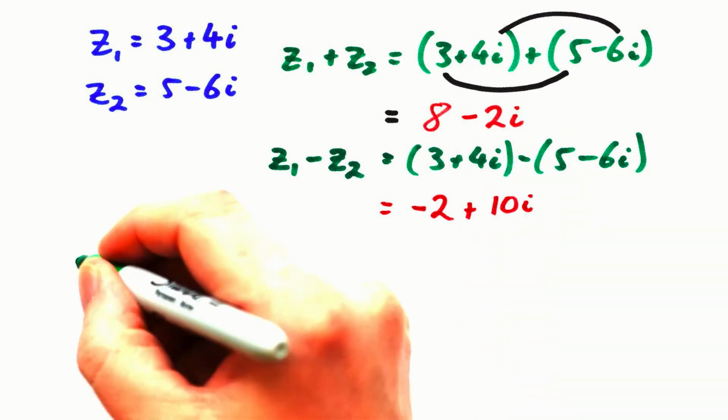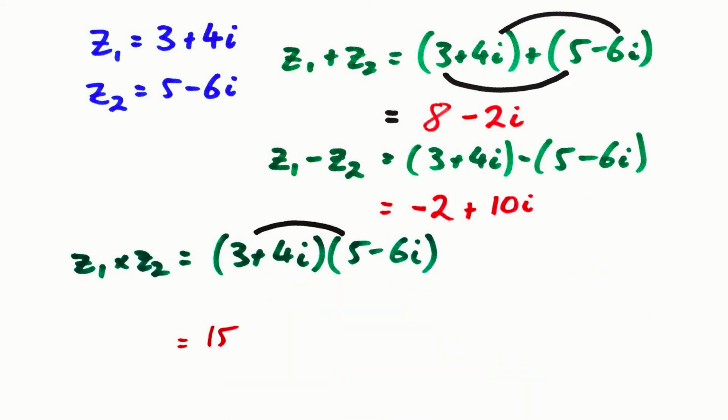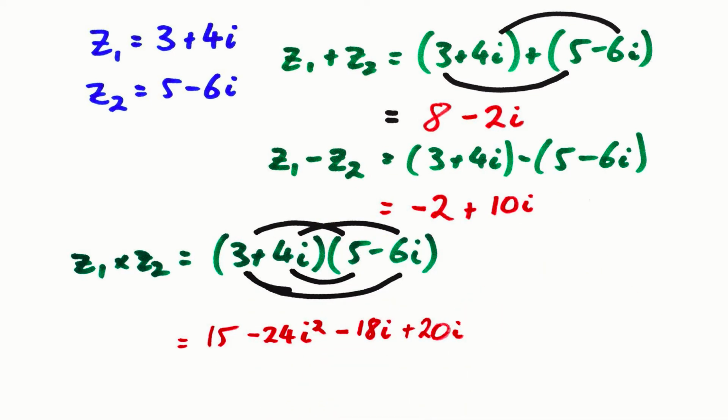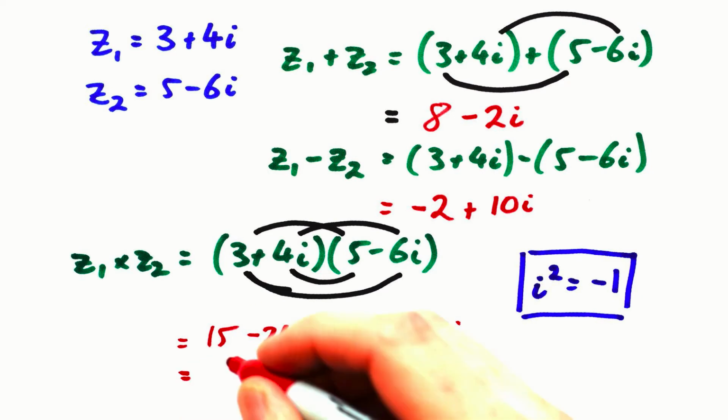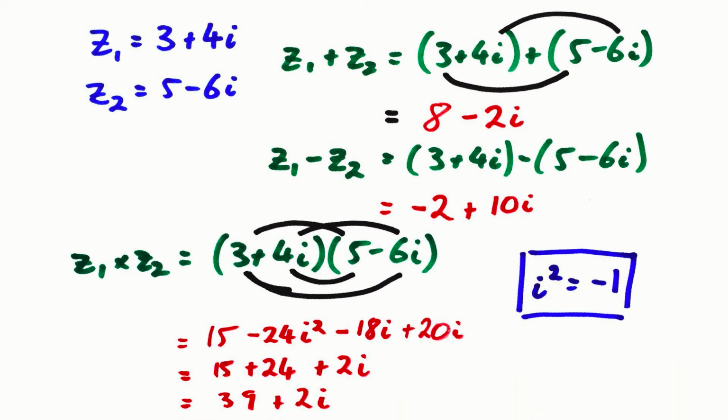If we wish to multiply two complex numbers together, then we simply do the same process we did for expanding brackets. We multiply all the terms together in the manner we've always done. The only thing we now need to be aware of is that whenever we see i squared, we need to remember the definition of i, that is, i squared is equal to minus 1. In this case, z1 times z2 simplifies to 39 plus 2i.